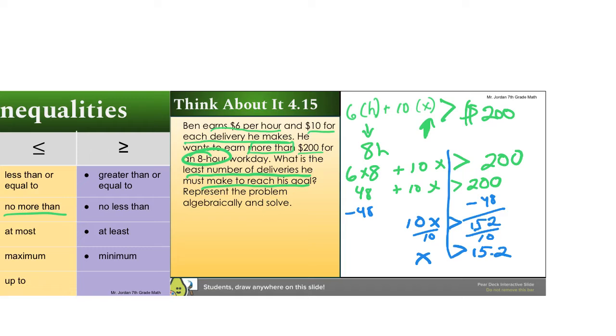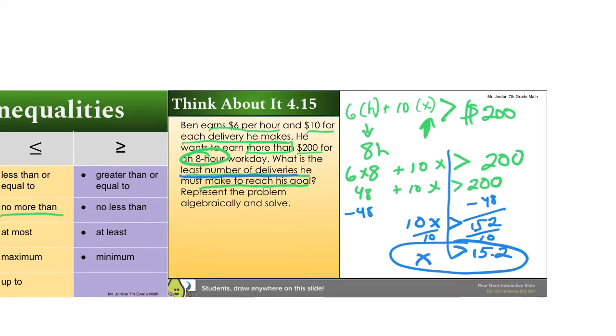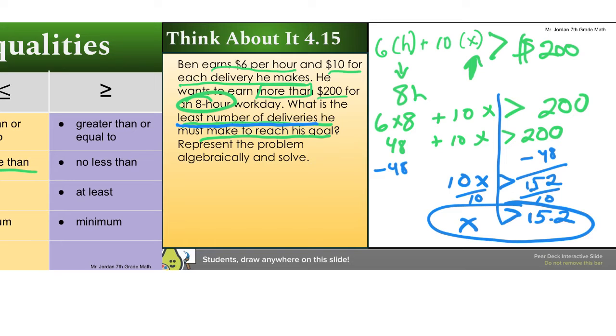So what does this tell me for the actual problem? I want to know what is the least number of deliveries he must make to reach his goal. Well, I figured out that x has to be greater than 15.2. So can he make 15.2 deliveries? Well, that doesn't make sense. So let's try graphing it. So saying 0, 15.2. We're going to check a number above and a number below.